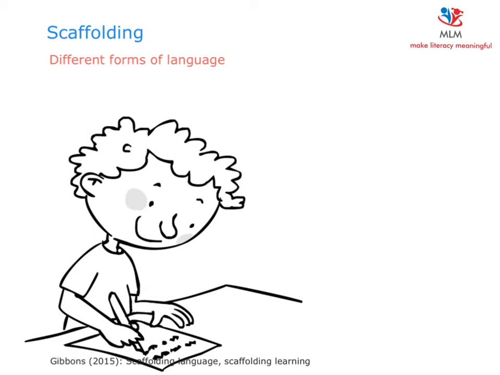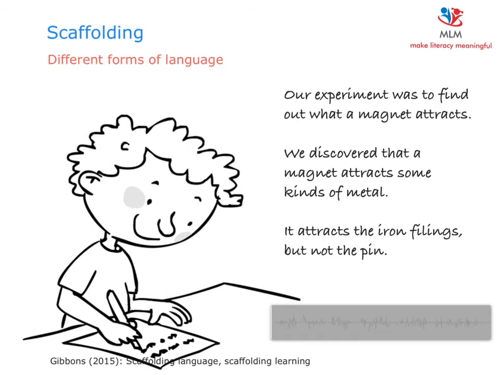The next text is a written example by the same student. Our experiment was to find out what a magnet attracts. We discovered that a magnet attracts some kinds of metal. It attracts the iron filings but not the pin.